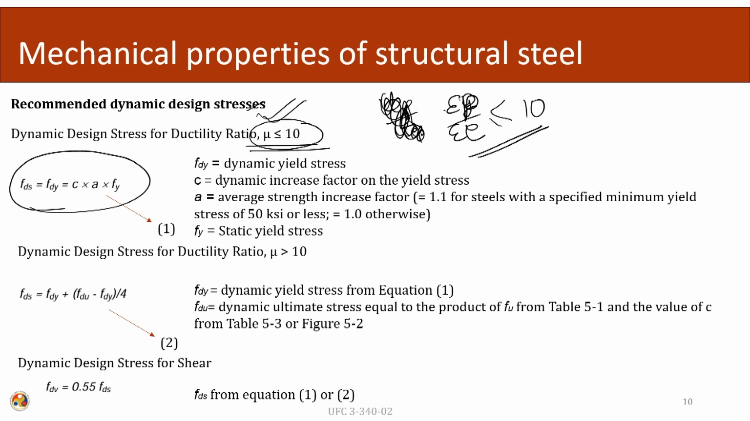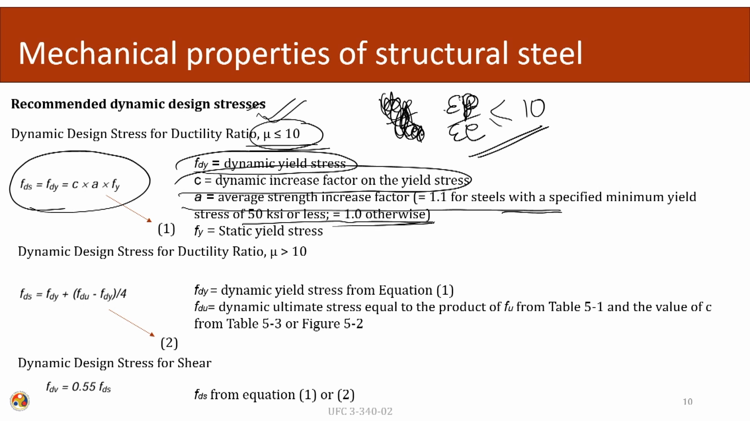So, FDY is the dynamic yield stress, C is the dynamic increase factor or the yield stress factor, A is the average strength increase factor. This is 1.1 for steel with a specified minimum yield stress of 50 KSI or less, or 1 otherwise. So, if the yield stress is 50 KSI or less, 1.1 is used. If it is more than that, then 1 is being used. And Fy is the static yield stress. For A36 type of steel, this is just 36 KSI.